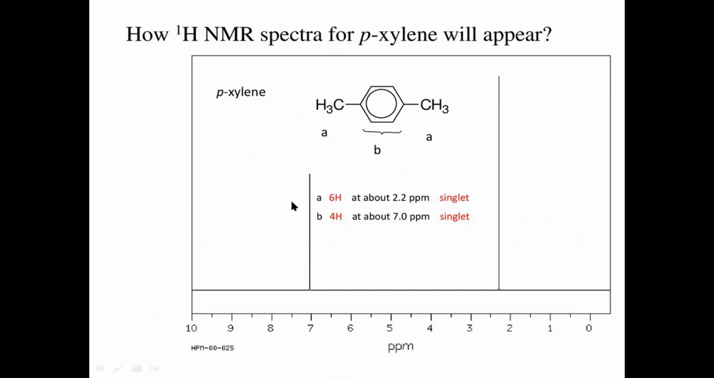So you can see this one, six protons will appear for this methyl group. Okay, so this sharp singlet will appear, and for these aromatic protons only, what happened here, this singlet will appear for four protons. Okay, two signals will appear in para-substituted compounds.